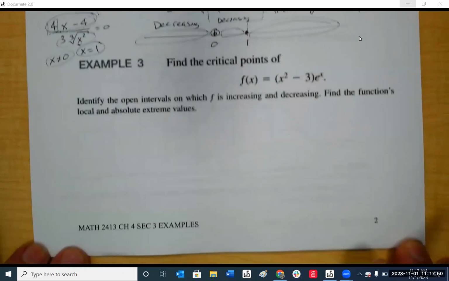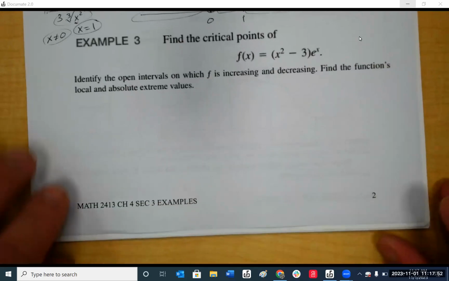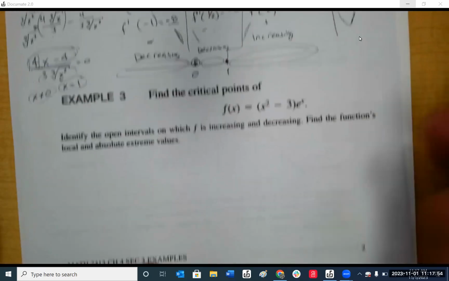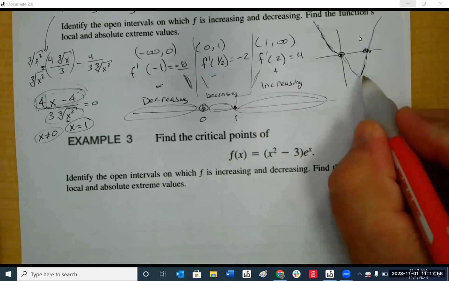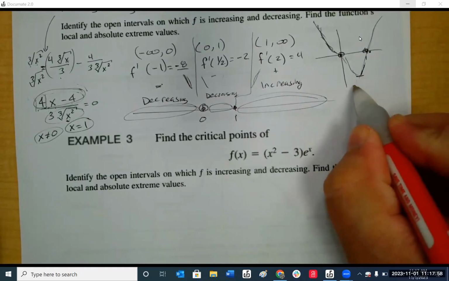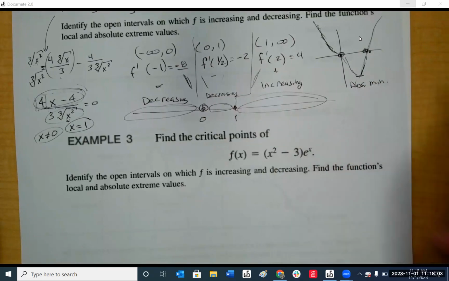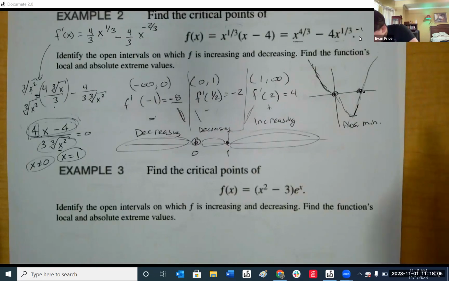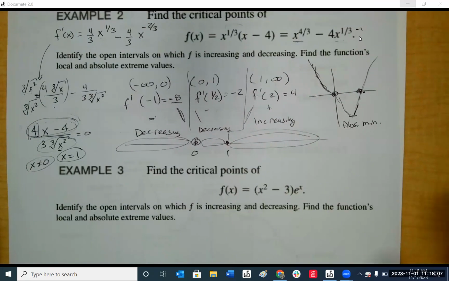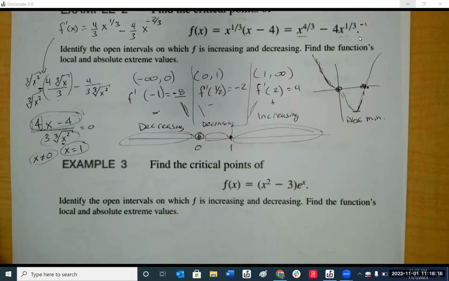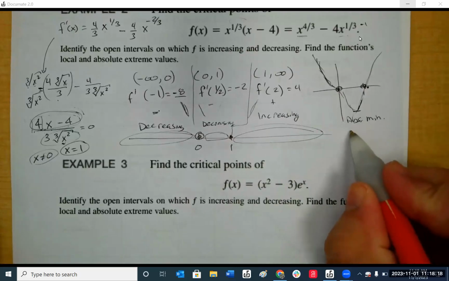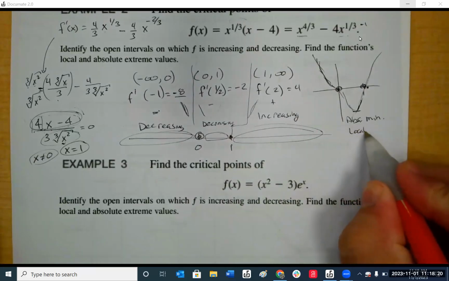All right, find the critical points, identify the open intervals, and tell me whether it's local. Oh, we haven't done the extrema. At this point, we have an absolute minimum, and we have no absolute maximum because it goes on to infinity both ways. It's absolute and it's also local.